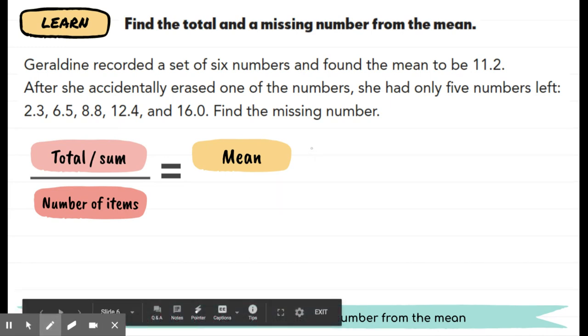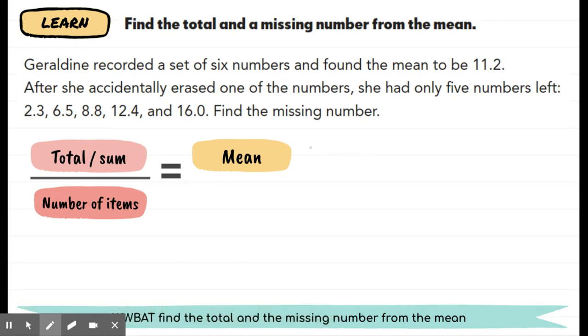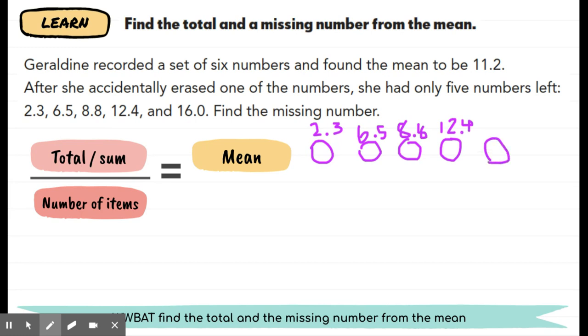I just want to draw it out to show you what it looks like. So she has 6 numbers. The first one is 2.3. The next one is 6.5. I'm going to represent it using a ball. The next one is 8.8. The next one is 12.4. And 16.0, and we have the 6th ball of unknown weight.